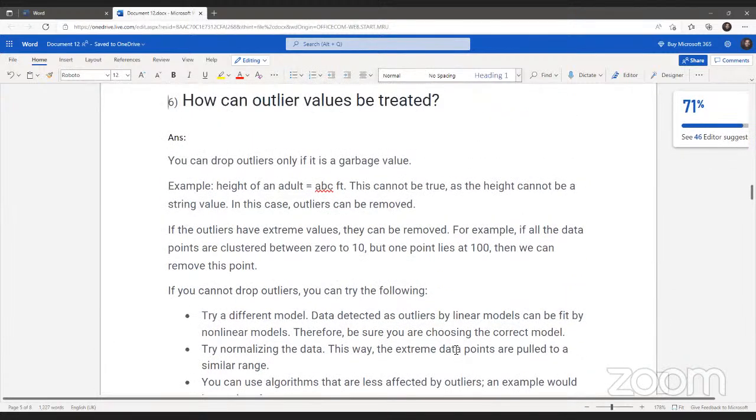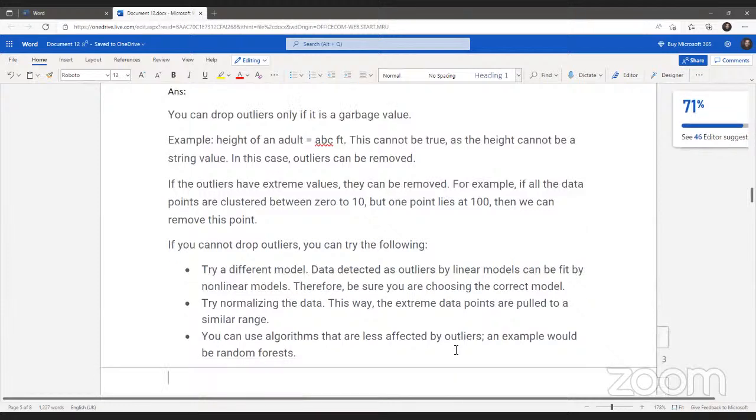If there are any outliers, you can remove them by using winsorization or trimming techniques. First of all, you have to check by using a box plot whether each and every row has any outliers. If any row does have an outlier, then you have to use the winsorization technique. Winsorization is the best method to treat those outliers. Or if it's a garbage value, you can just drop those values.